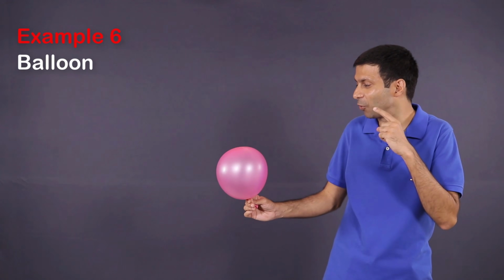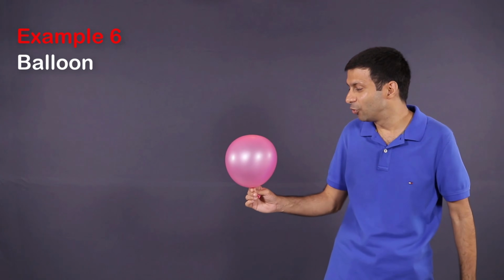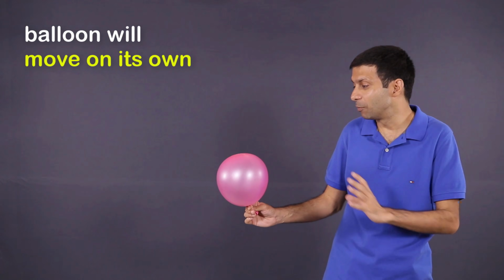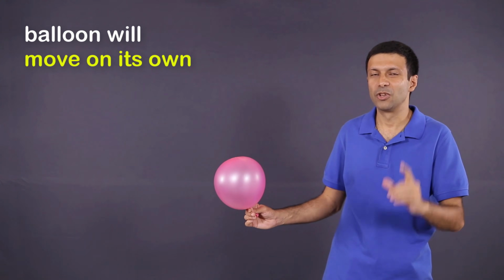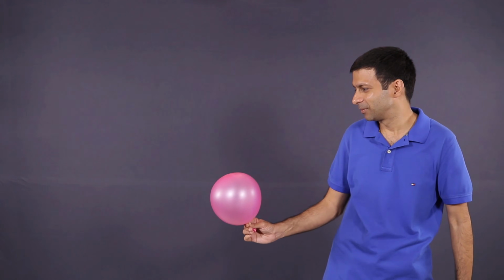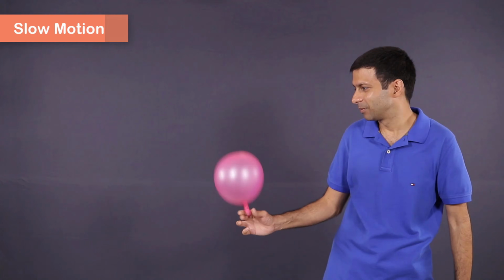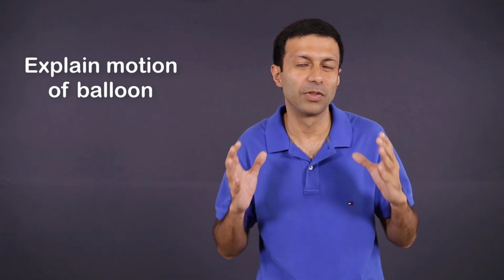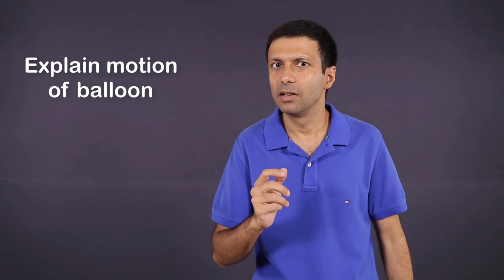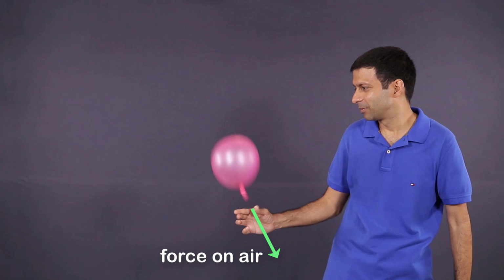Let's see what we can learn from this balloon here. I'm going to release this balloon and you'll see that it moves around on its own. So are you ready? Let's start. Now let's take a look at the action replay. So how do you explain the motion of the balloon? When I released it, the balloon pushes out the air inside it with a force. The air exerts a force on the balloon, making it move forward.